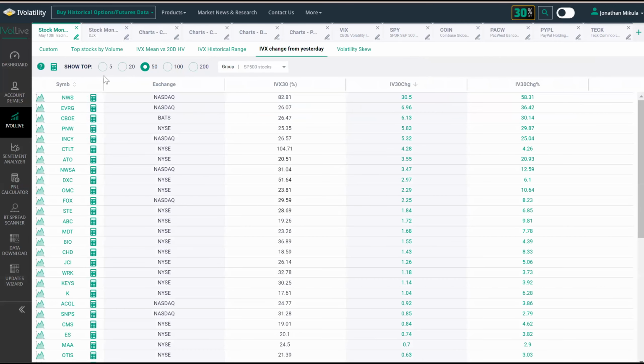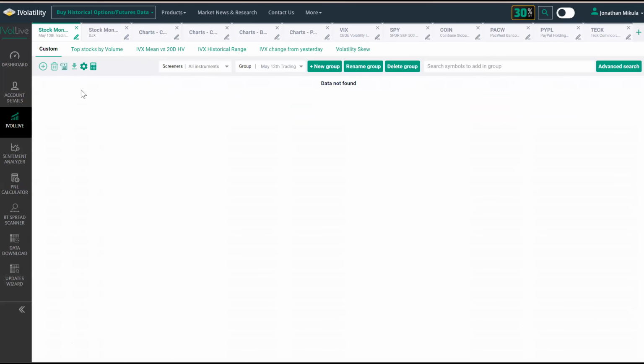I come back to my other tab. Now, this is how you run a custom scan. You read it left to right. This is how you would add symbols to the group. This is how you would delete symbols from the group. This is how you would add from a file to the group.